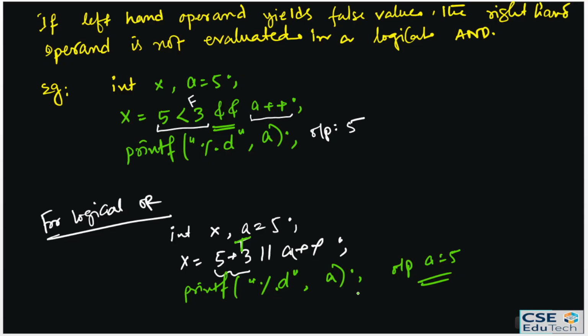Now another example. Okay, we will give another example. Suppose we have an expression like this: int a equal to 2 and c, and c is equal to a++ + ++a. Then what will be the output?